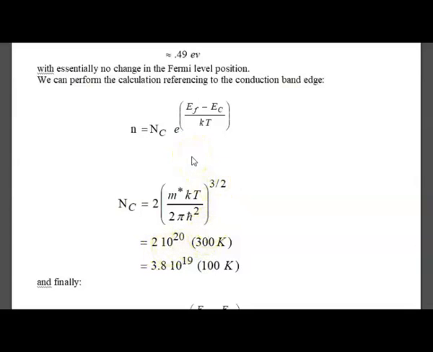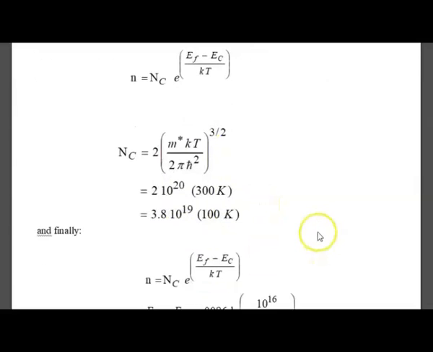Okay, so we calculate here with actually 2 times 10 to the 20th. Again, close enough. So at room temperature, this number is huge. At 100 degrees Kelvin, not too much less. And that makes sense because the T to the 3/2 doesn't really change things too much. It's going to be less because the temperature is less. However, it's not that big a deal.